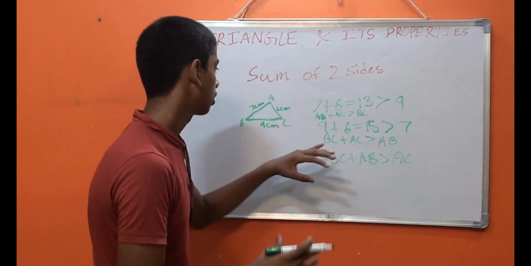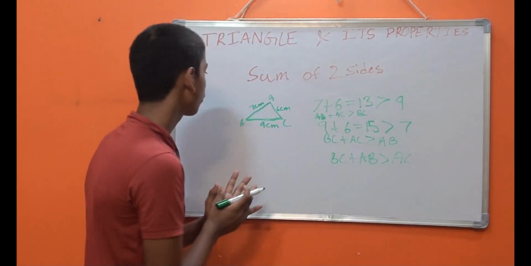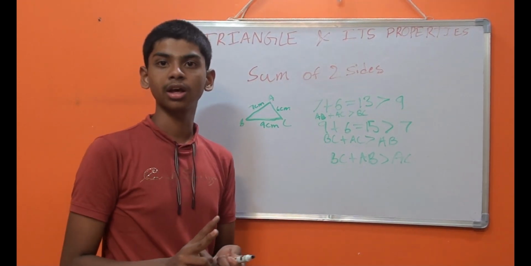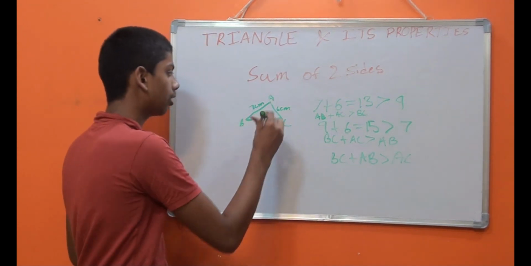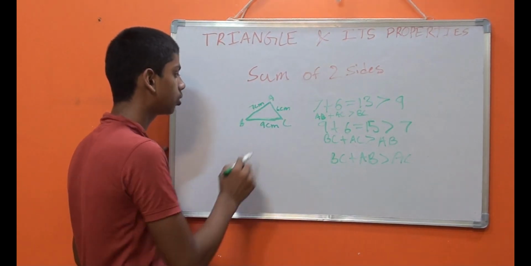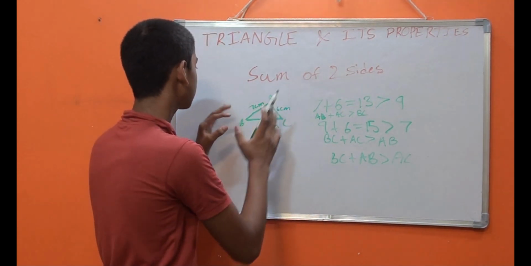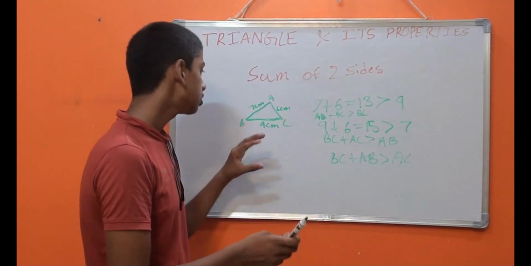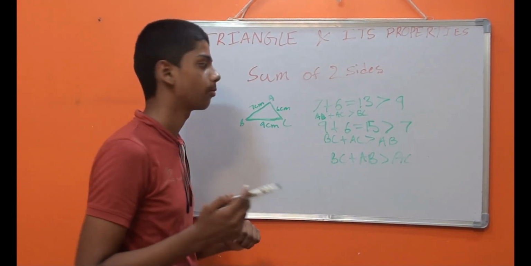Now here, this means that the sum of two sides of a triangle is greater than the third side. Now let's take this as side 1, this is side 2 and this is side 3. Now the sum of two sides of a triangle is always greater than the third side.